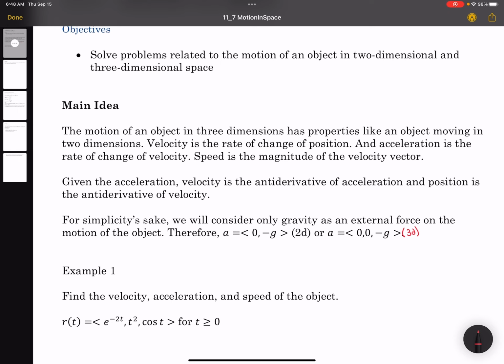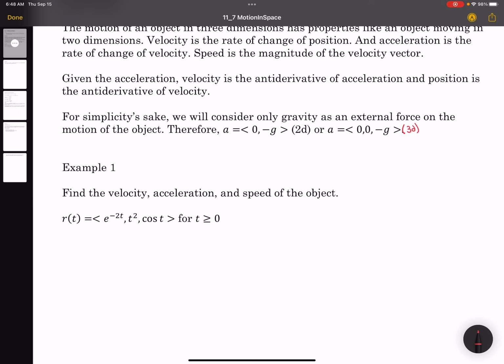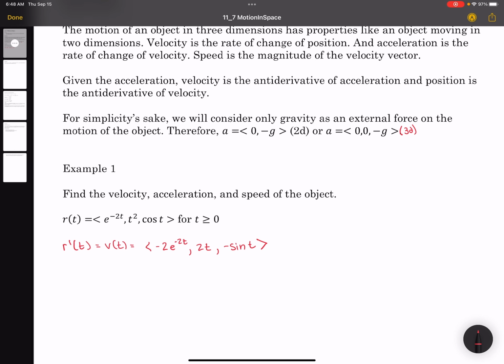For the first one, it's pretty straightforward. So we have this position function, position vector, e to the negative 2t, t squared, and cosine t. And we want to find the velocity, acceleration, and the speed. So our velocity, so r prime of t, which is going to equal velocity, is going to be negative 2e to the negative 2t, 2t, and negative sine t. So I guess immediately we can go ahead and find our speed.